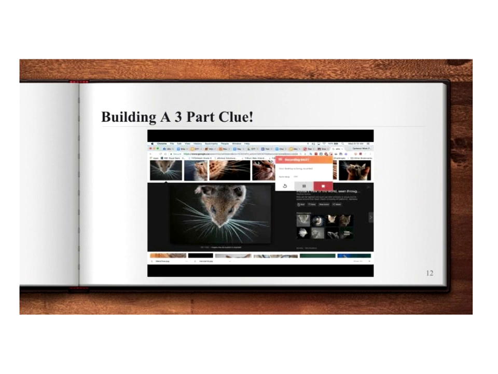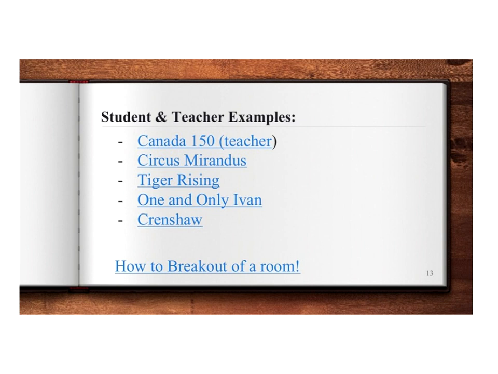Which is what I'm hoping we'll be able to do right now. So as we move on, I wanted to give you 5 different examples and show you exactly how to break out of it. So the bottom 4, Circus Miranda's, Tiger Rising, One and Only Ivan, and Crenshaw, are 4 other student-created ones from my class this year. So those are all student-created.